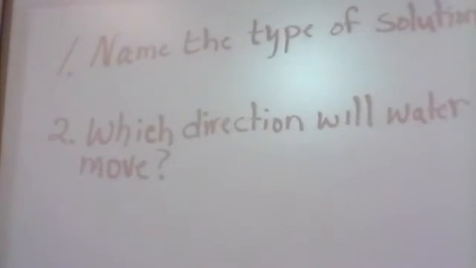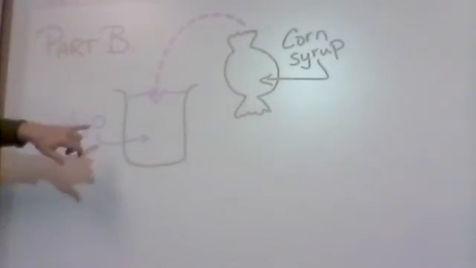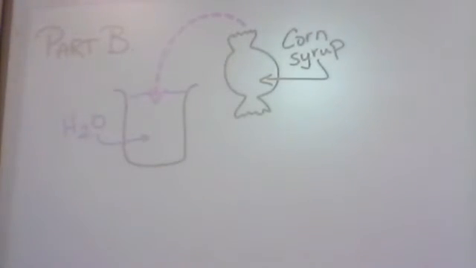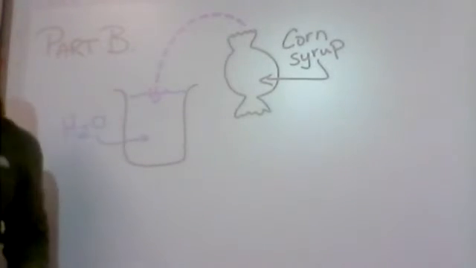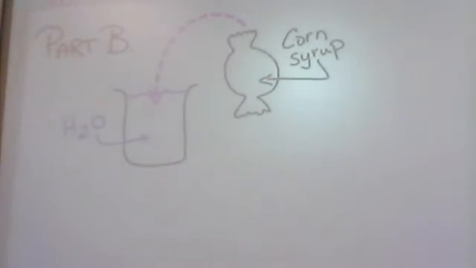Name the type of solution. Corn syrup on the inside, pure water on the outside. What type of solution? Your choices are isotonic, hypotonic, or hypertonic. Those are the three tonics you've got. What was the solution? It's the page before, but it's corn syrup on the inside of the cell, pure water on the outside of the cell.